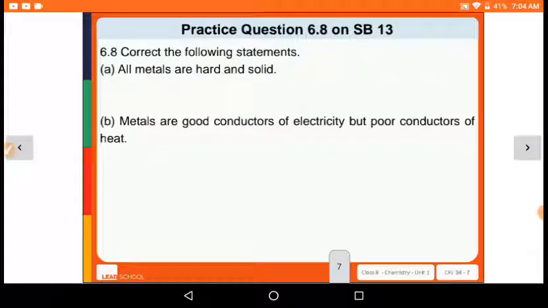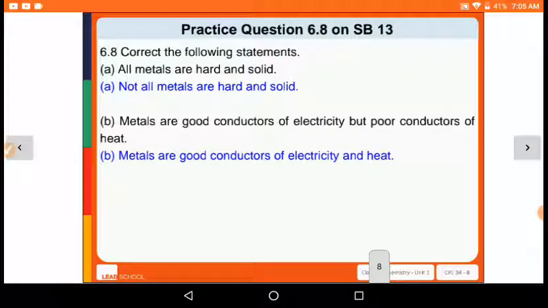Now let's see the last question of practice question number 6, which is 6.8. Correct the following statement: A, all metals are hard and solid. Not all the metals are hard and solid. And B, metals are good conductors of electricity but poor conductors of heat. That is also false, because metals are good conductors of both heat and electricity.